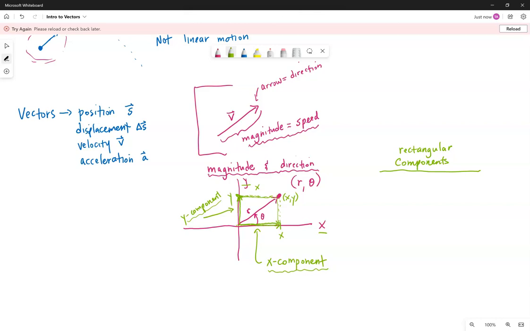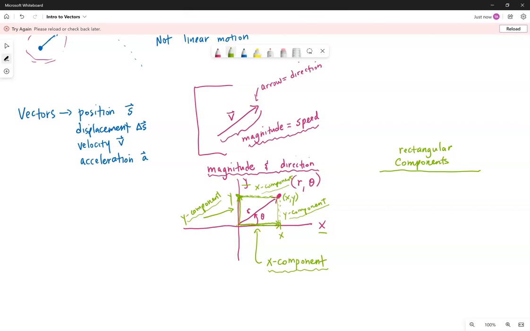We can call this top horizontal piece the x component and the vertical piece the y component. It doesn't really matter which side we're drawing these rectangles on. And, well, I guess we have the rectangle. The vector itself has to be the hypotenuse of that rectangle. It doesn't matter whether we call the left side or right side the y component, or the bottom side or top side the x component.